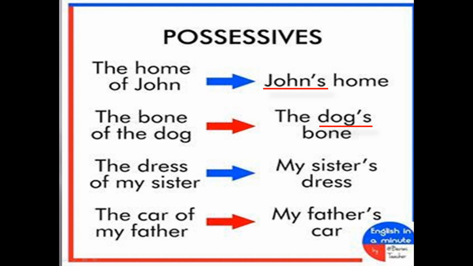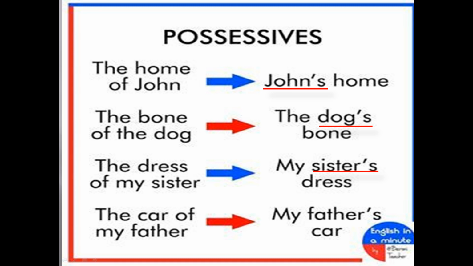The third example here, the dress of my sister. I want to show that this dress belongs to my sister. So I will say instead my sister's dress. I will put apostrophe after sister on the top before the S. So it will be my sister's dress.